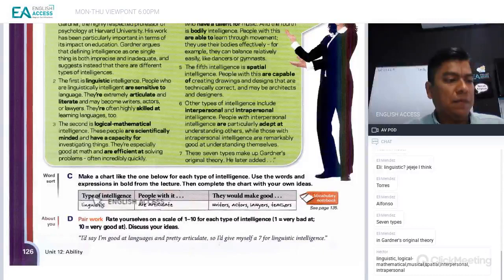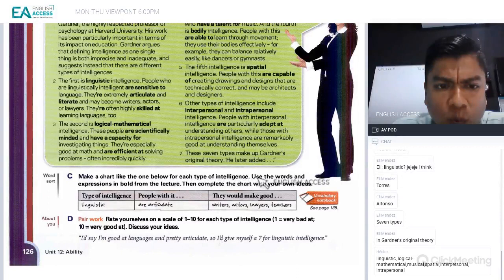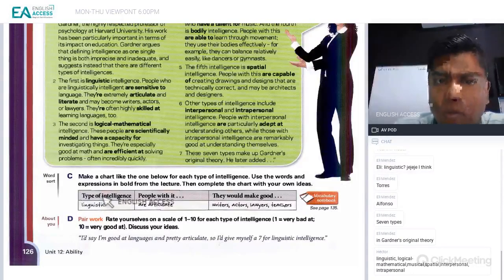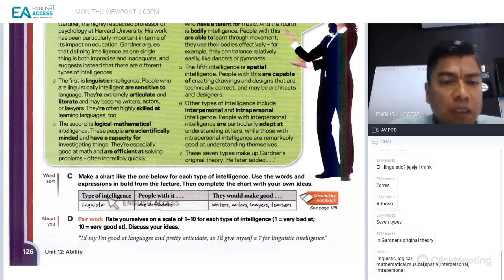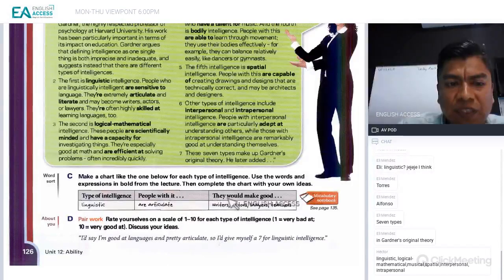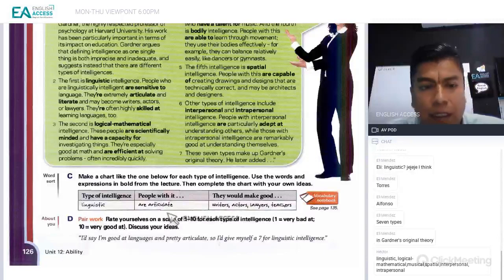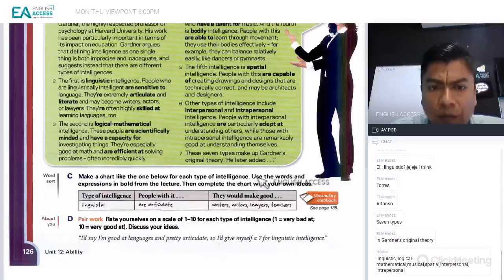So, exercise C. Make a chart like the one below for each type of intelligence. Use the words and expressions in bold from the lecture. Then complete the chart with your own ideas. So, make a chart, of course, if you please. Type of intelligence, people with it, and they will make good. So let's go one by one. Here we have linguistics, are articulate, and they will make good writers, actors, lawyers, and teachers.